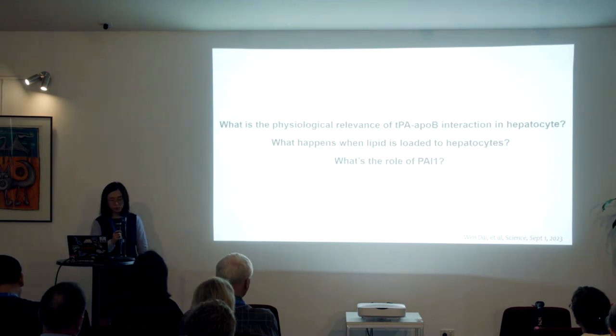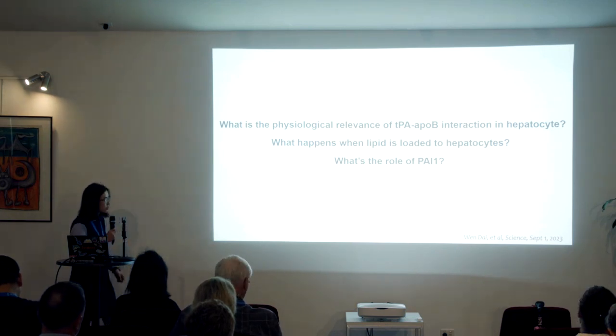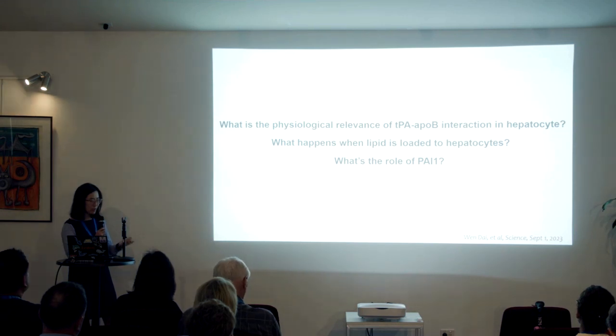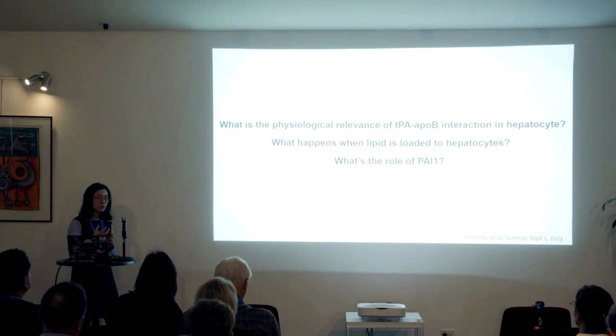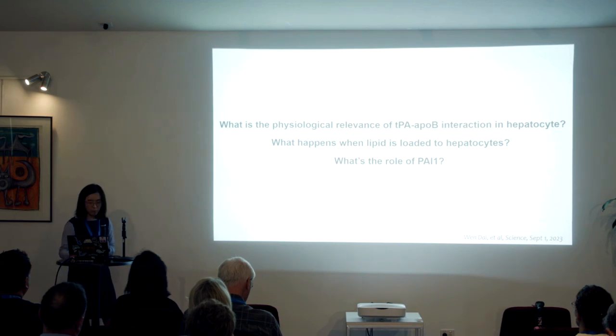So then what's the physiological relevance of having this TPA and ApoB interaction, especially if we put it into the concept of hepatocytes? One of the major roles for the hepatocyte is handling the dietary lipids loading and then reassembling them into the VLDL and sending it out to the rest of the body for nutrient utilization. And we also want to know what is the role for the PAI-1.